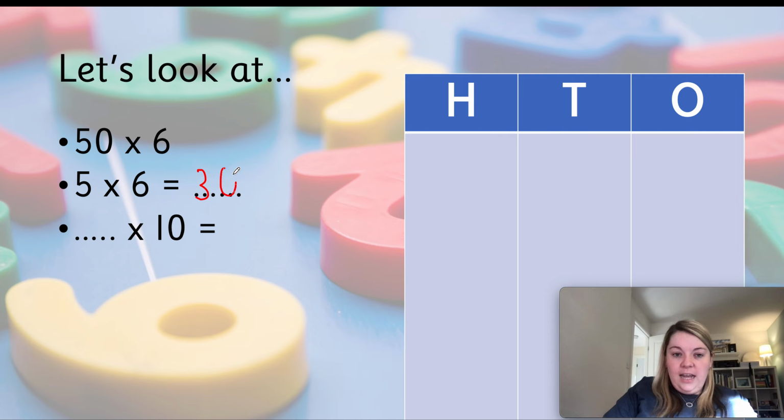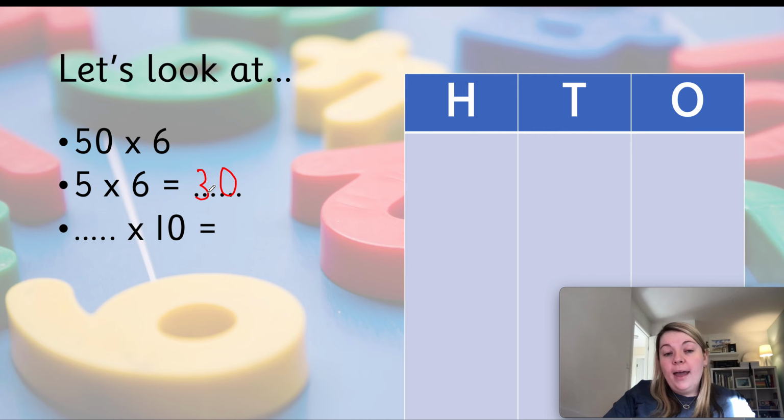So 30 is my answer to the first bit. But they're not asking me what 5 times 6 is. They're asking what 50 times 6 is. Now, some of you might actually have solved this by skip counting in 50s, and that's okay. I'm just showing you a different strategy you could also use.